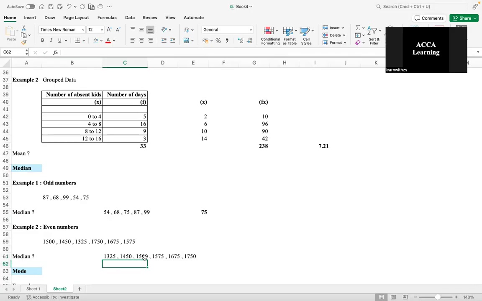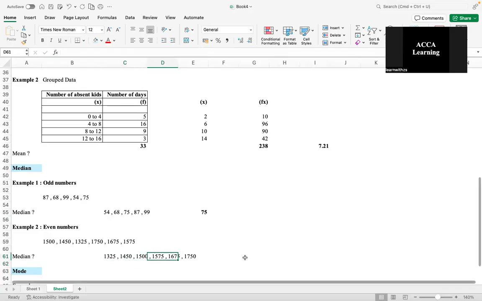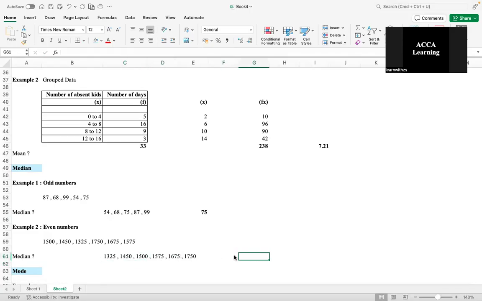Now your two middle numbers here are 1500 and 1575. So you would first take the average of the two middle values. That would be 1500 plus 1575 divided by 2, which gives you an answer of 1537.5. You round this up. So this is your median. This is the answer for your median. Very simple. It's not a very difficult topic.